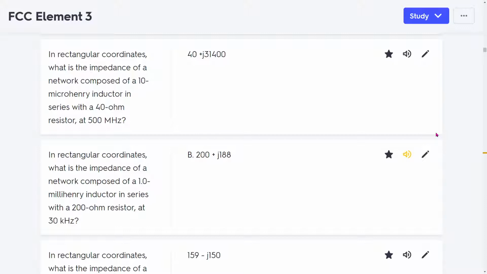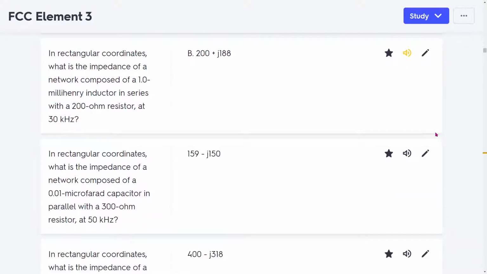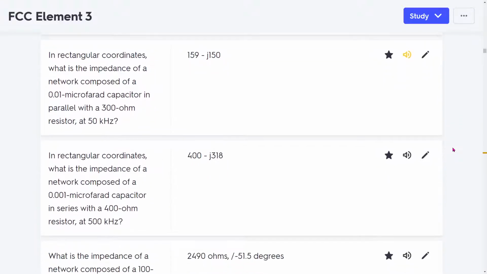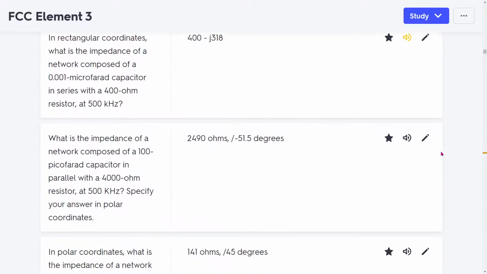In rectangular coordinates, what is the impedance of a network composed of a 1.0 millihenry inductor in series with a 200 ohm resistor at 30 kHz? 200 plus j188. In rectangular coordinates, what is the impedance of a network composed of a 0.01 microfarad capacitor in parallel with a 300 ohm resistor at 50 kHz? 159 minus j150. In rectangular coordinates, what is the impedance of a network composed of a 0.001 microfarad capacitor in series with a 400 ohm resistor at 500 kHz?